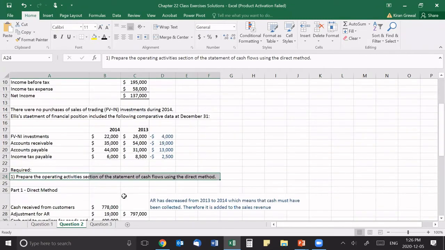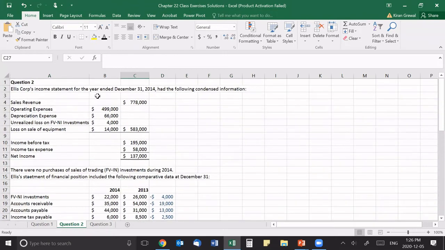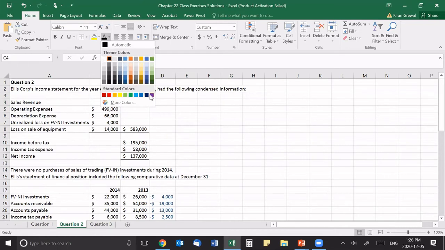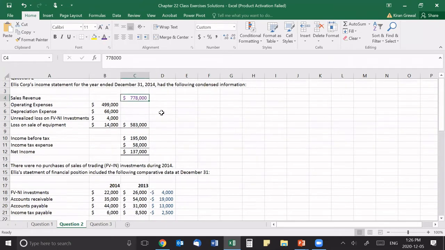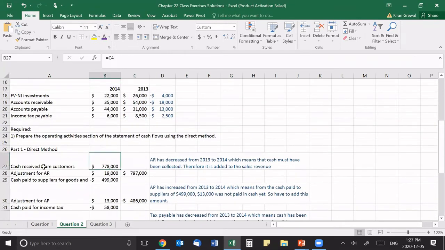Okay, so let's do the take up. For the direct method, we're looking at the income statement and pulling the necessary information from there. So we're going to start with our sales revenue amount. We're going to say cash received from customers: 778. Okay, so cash received from customers is 778.